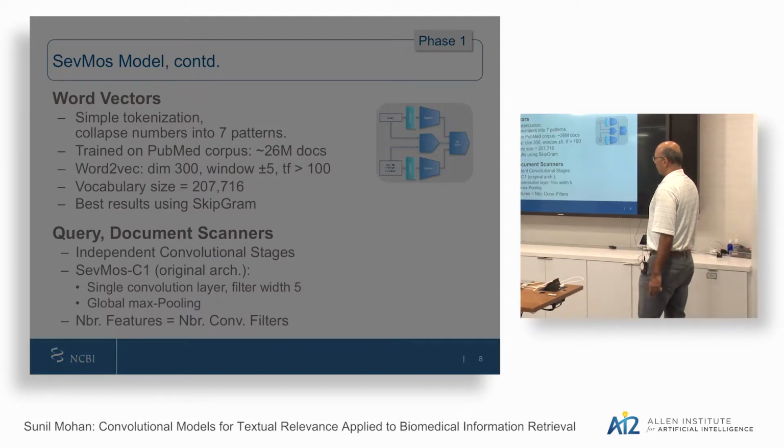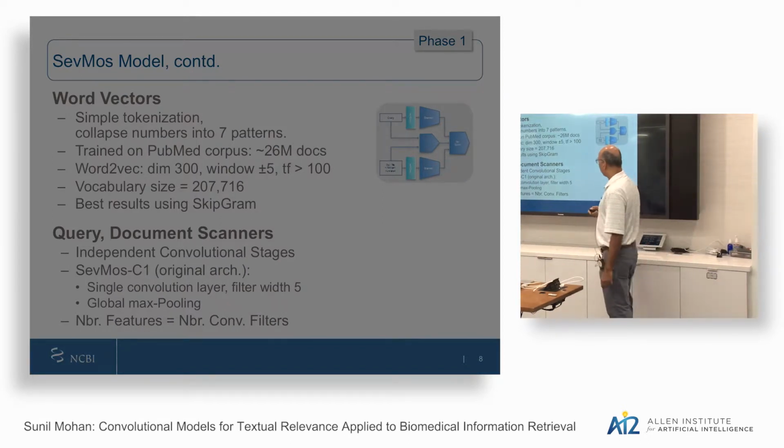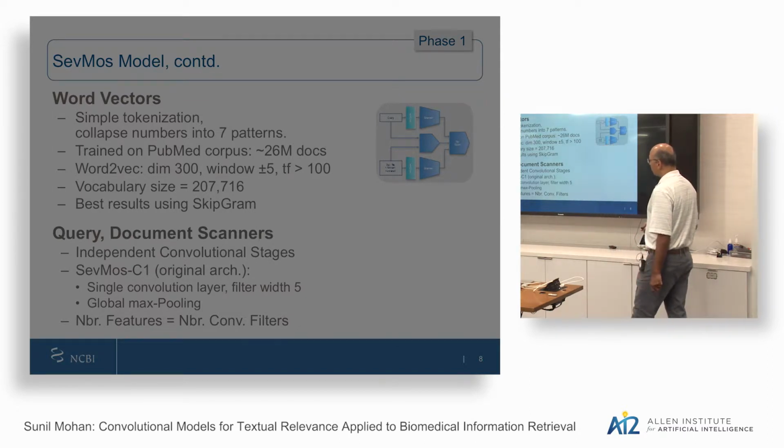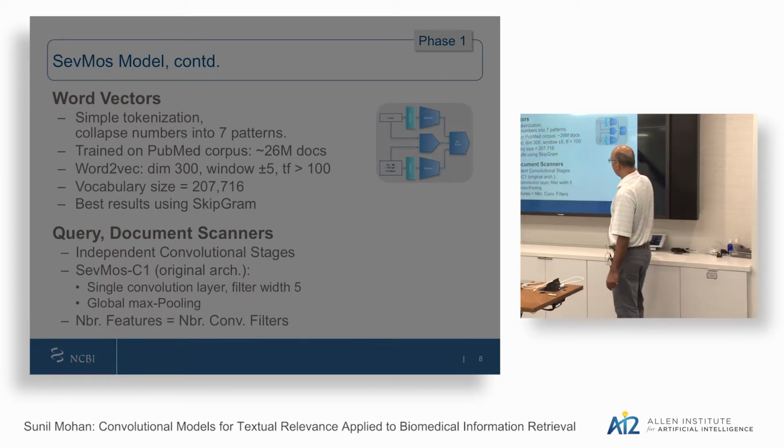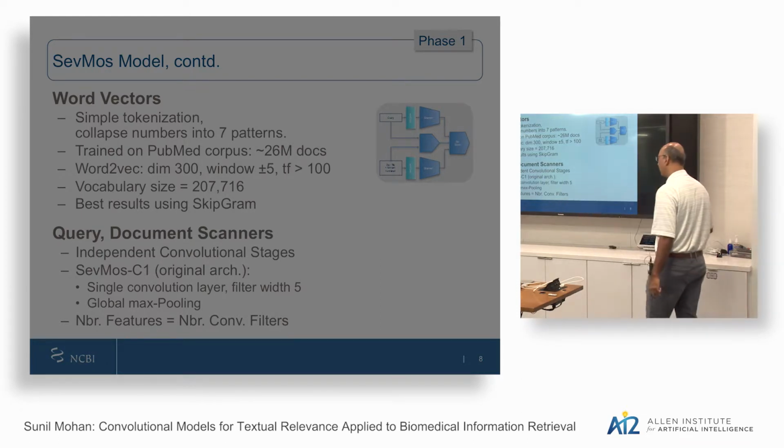For word vectors, I used word2vec, ran it on the entire PubMed corpus of around 26 million documents, titles and abstracts, and a vocabulary size of around 200,000 words. The query and document scanners in this architecture, as I said, are single-layer convolutional networks with a filter width of 5, and the hope is to capture at least 5-grams that way, followed by a global max pooling.